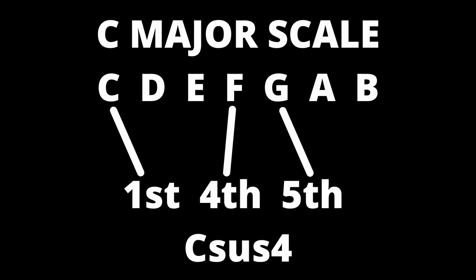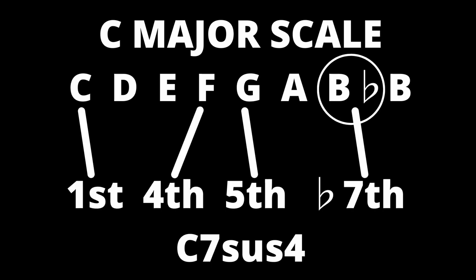If you remove the third note from C major and replace it with the fourth note, F, then you get a Csus4 chord. And if you do the same thing with the C dominant 7th chord, then you get a C7th suspended 4th chord.